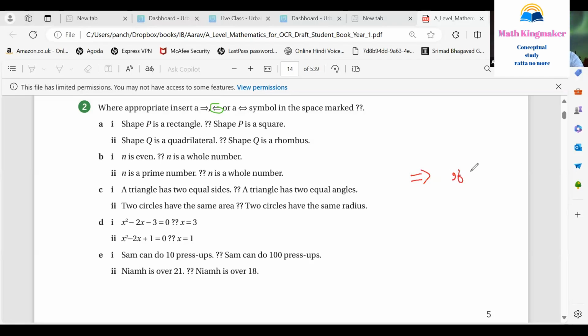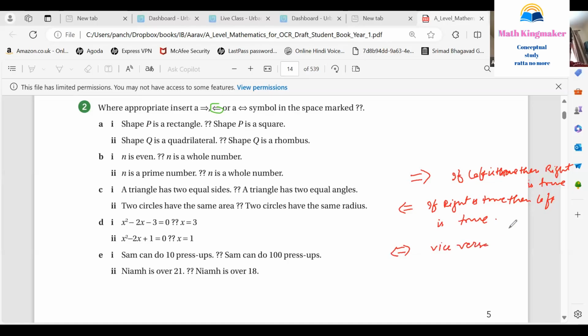This symbol is if left is true, then right is true. And this one, if right is true, then left is true. And this one, vice versa. So you need to put that symbol in the questions. There are two statements, and in place of the question mark, you have to put that symbol.